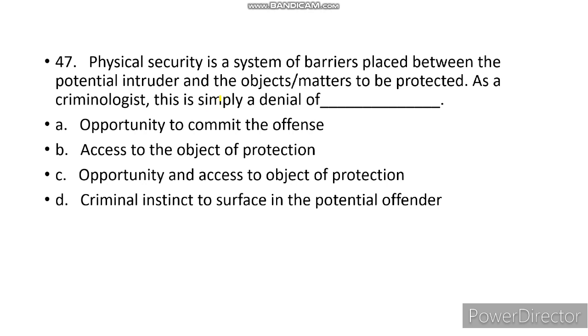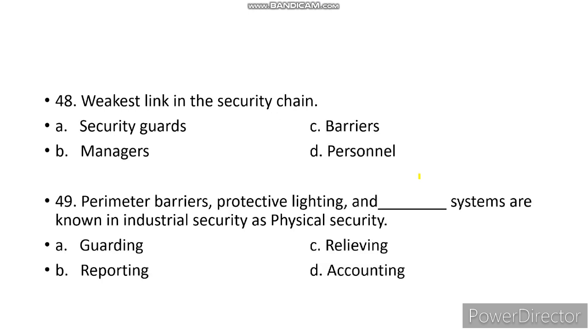What do you call denial of that? It's denial of opportunity and access of object of protection. 48. Weakest link in the security chain. Alam na natin yan. That's personal. That's the weakest link.